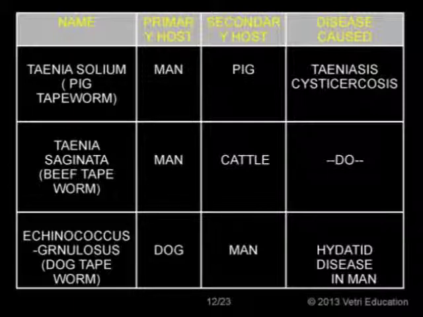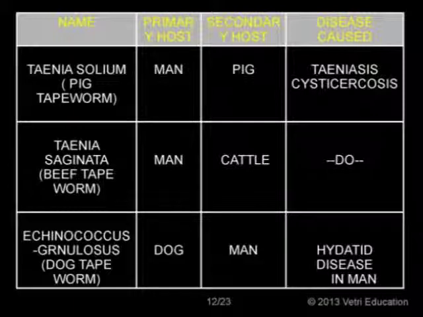One question related to this came in the AIIMS question paper: a tapeworm having only three segments. That is Echinococcus granulosus. So the smallest tapeworm, the dog tapeworm, has only three proglottids.